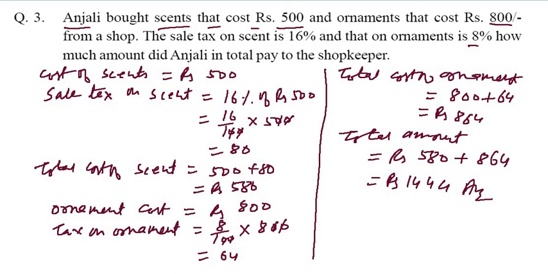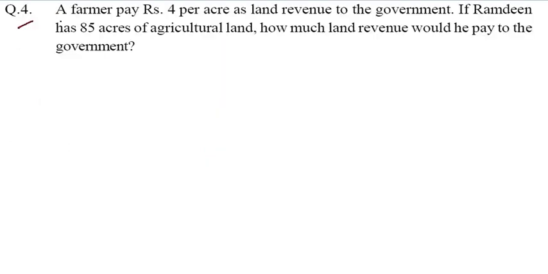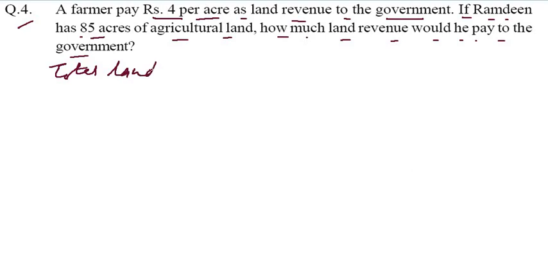Now come to the next question, that is the fourth question. A farmer pays rupees 4 per acre as a land revenue to the government. If Ramdev has 85 acres of agricultural land, how much land revenue would he pay to the government? So total land you can write here. Total land is given as 85 acres.